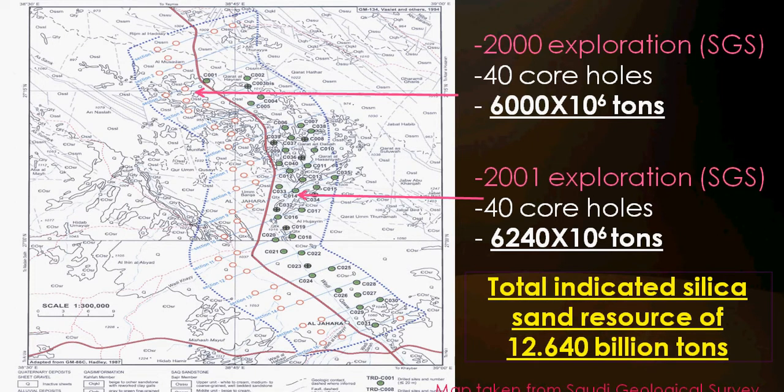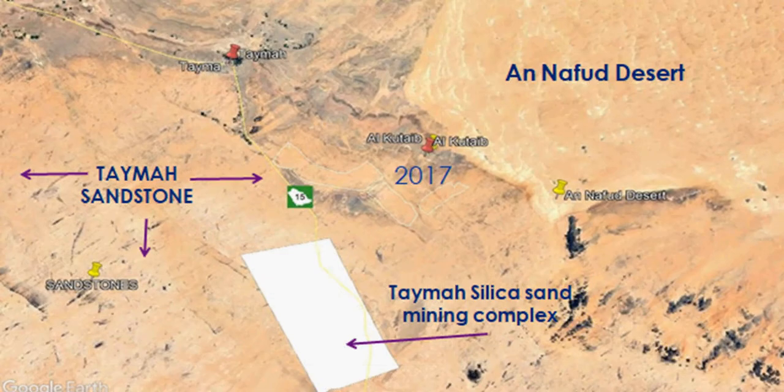In 2001, with further exploration, another 40 core holes on the right hand side of the highway, 6,240 million tons of silica sand indicated resource was discovered. So in total, 12.640 billion tons of silica sand resource in this area.